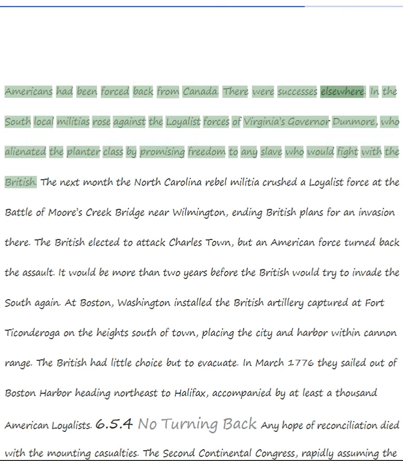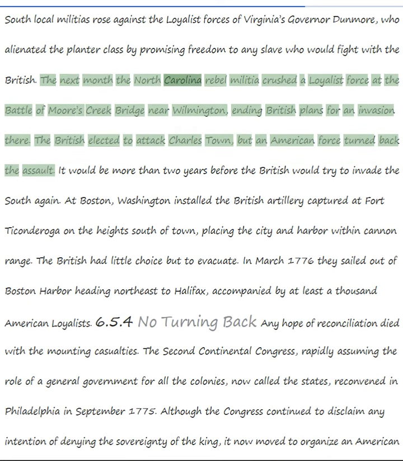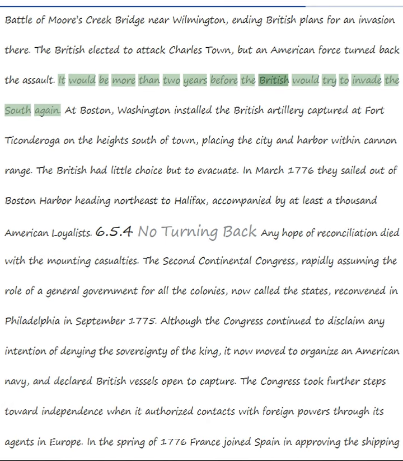There were successes elsewhere. In the South, local militias rose against the loyalist forces of Virginia's Governor Dunmore, who alienated the planter class by promising freedom to any slave who would fight with the British. The next month, the North Carolina rebel militia crushed a loyalist force at the Battle of Moore's Creek Bridge near Wilmington, ending British plans for an invasion there. The British elected to attack Charlestown, but an American force turned back the assault. It would be more than 2 years before the British would try to invade the South again.